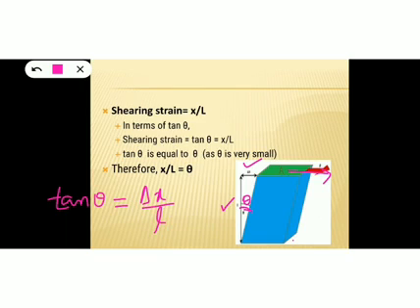And for very small angles, tan theta can be approximately considered as theta. That is small angle approximation. So if the angle theta is very small, tan theta is approximately equal to theta. So here theta is equal to delta x by L, and this theta itself is the shearing strain. So shearing strain is equal to delta x by L.